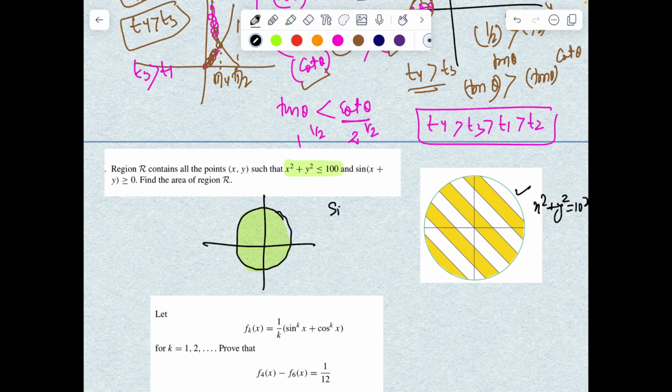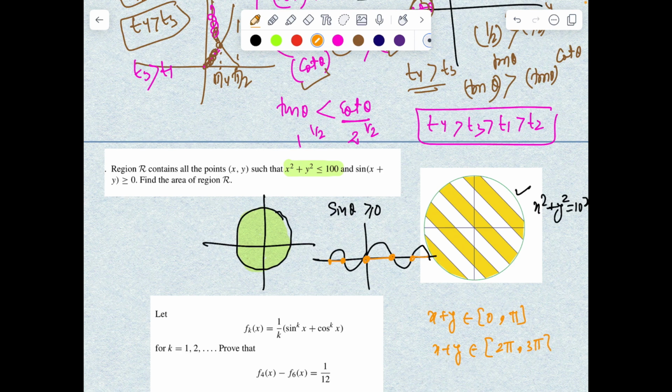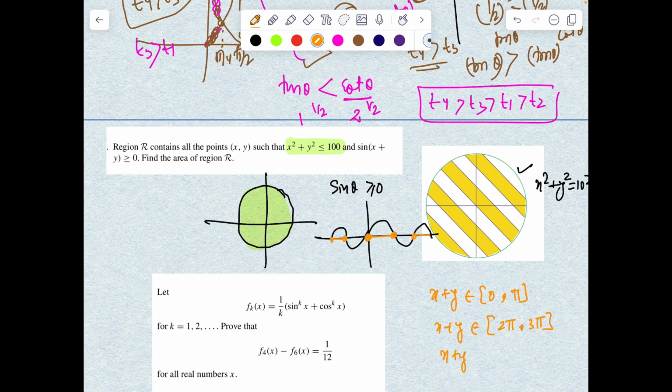So that's interesting, because if sin theta is more than or equal to 0, from the graph of the sine curve we can easily check the angle will be 0 to pi, or pi to 2 pi, or minus pi to minus 2 pi, and so on. So here we know x plus y must belong to 0 to pi, or x plus y belongs to 2 pi to 3 pi, or x plus y belongs symmetrically to minus 2 pi to minus pi, and so on and so forth.